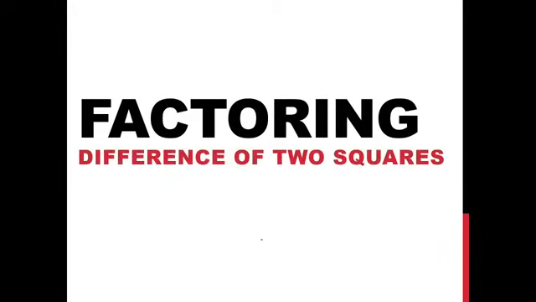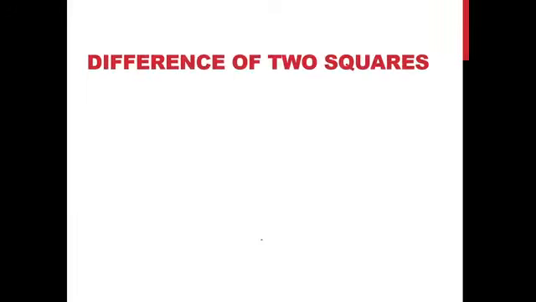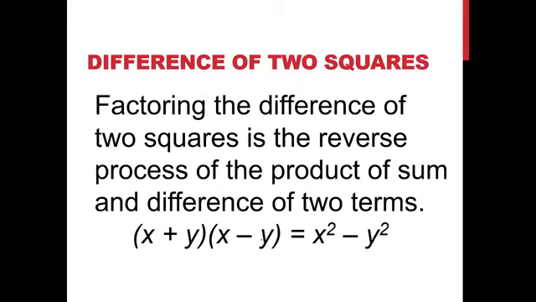This time, let's go to the second factoring method, which is factoring difference of two squares. So take note, the difference of two squares is simply the reverse of finding the product of a sum or difference of two terms. Like for example, you'll multiply x plus y and x minus y. The result is simply x squared minus y squared.